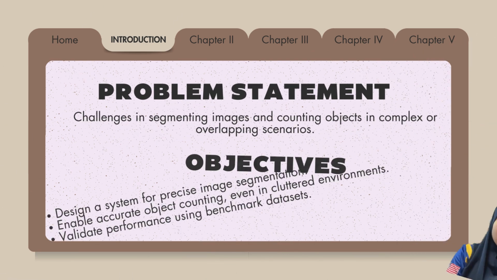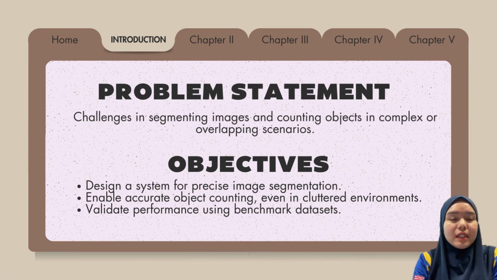The problem we aim to solve is the difficulty of accurately segmenting images and counting objects, particularly in challenging scenarios such as complex backgrounds or overlapping objects. To address this, we have outlined key objectives, which are designing a system that performs precise image segmentation, enabling accurate object counting, and validating our results using a benchmark dataset to ensure reliability.